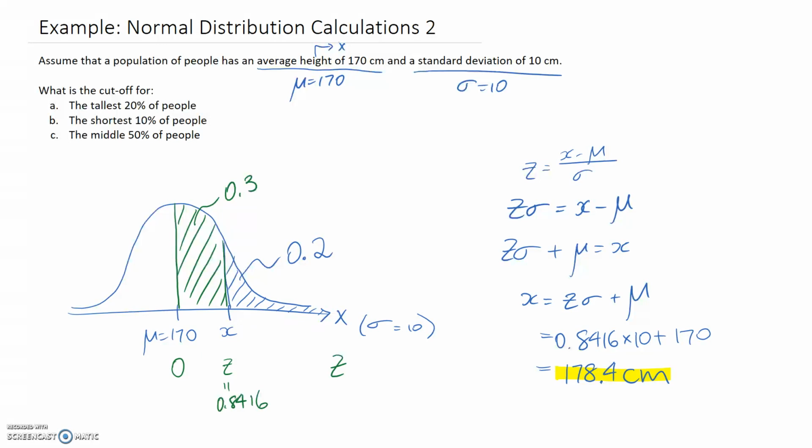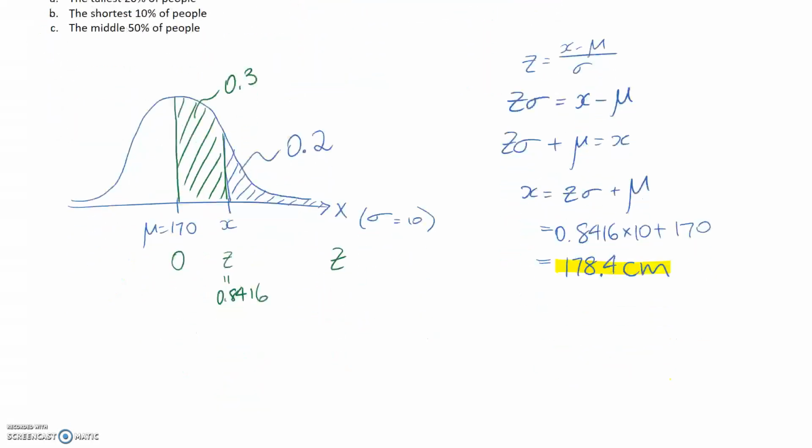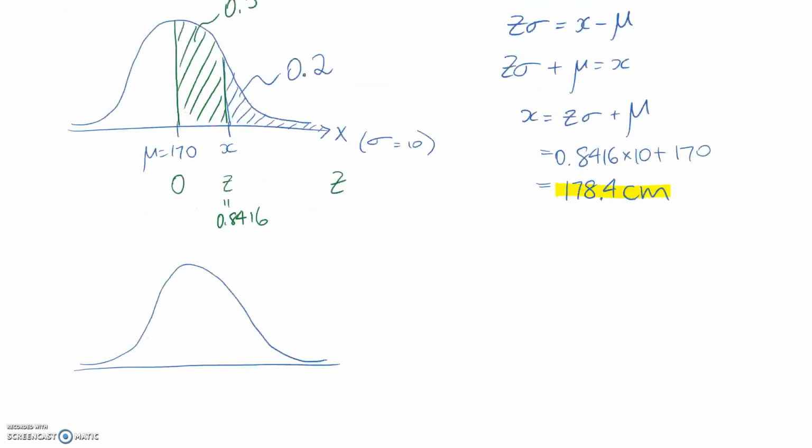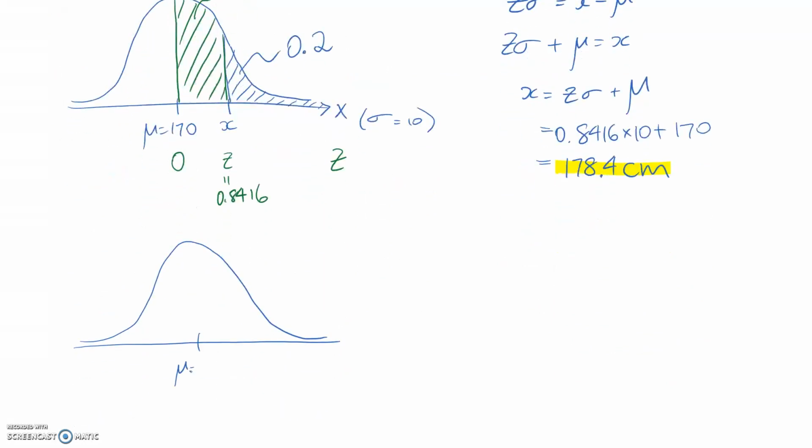The next up, we're looking at the shortest 10% of people. So very similar process this time. Let's start with our diagram. So we know the mean is 170.